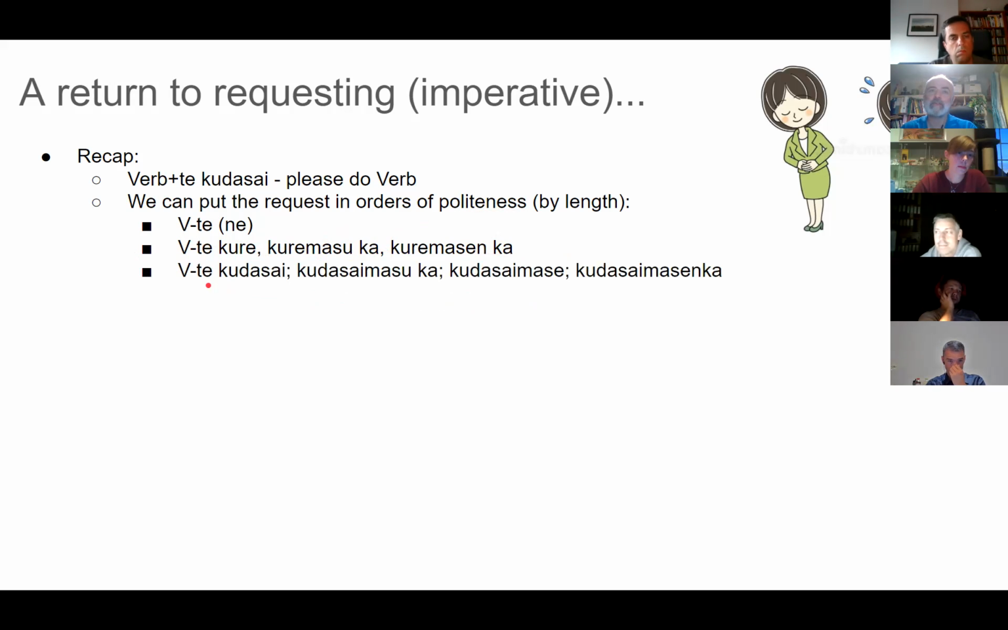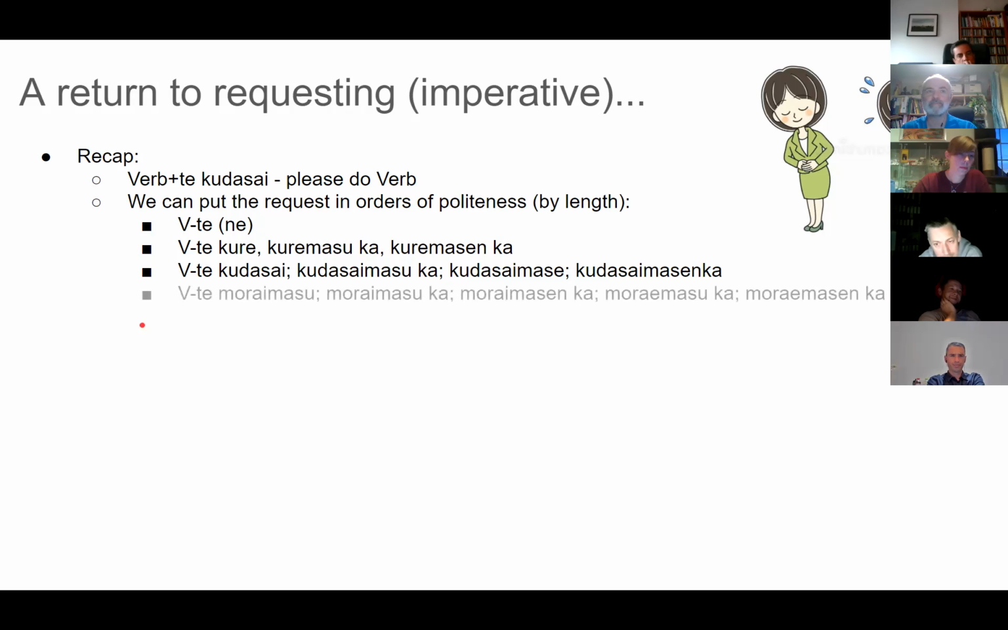Kudasai itself can be expanded into kudasaimasu ka, kudasaimase, and kudasaimasen ka. Even moraimasu can be changed to moraimasu ka, moraimasen ka, moraemasu ka, and moraemasen ka. By going from moraimasen ka to the potential moraemasen ka, this softens it even more, makes it even more polite.